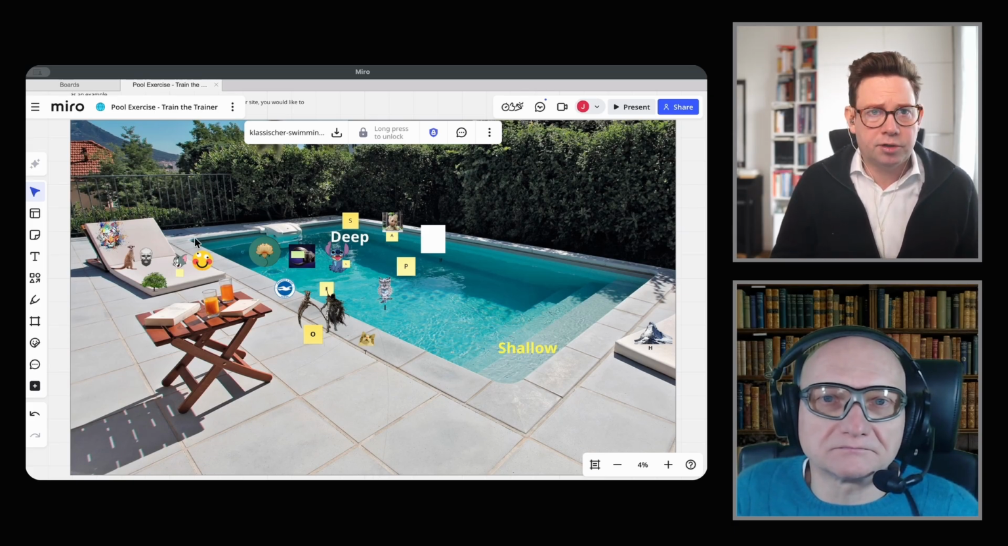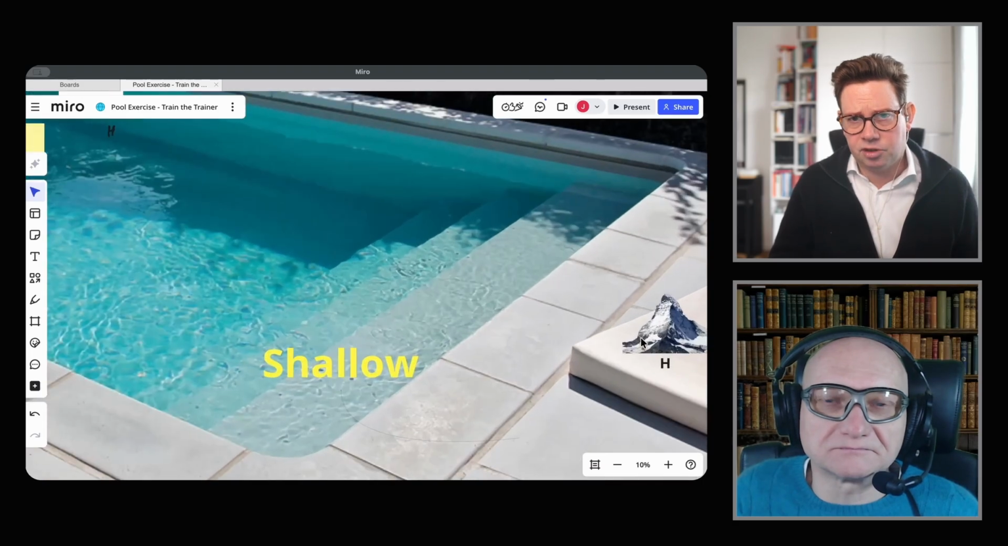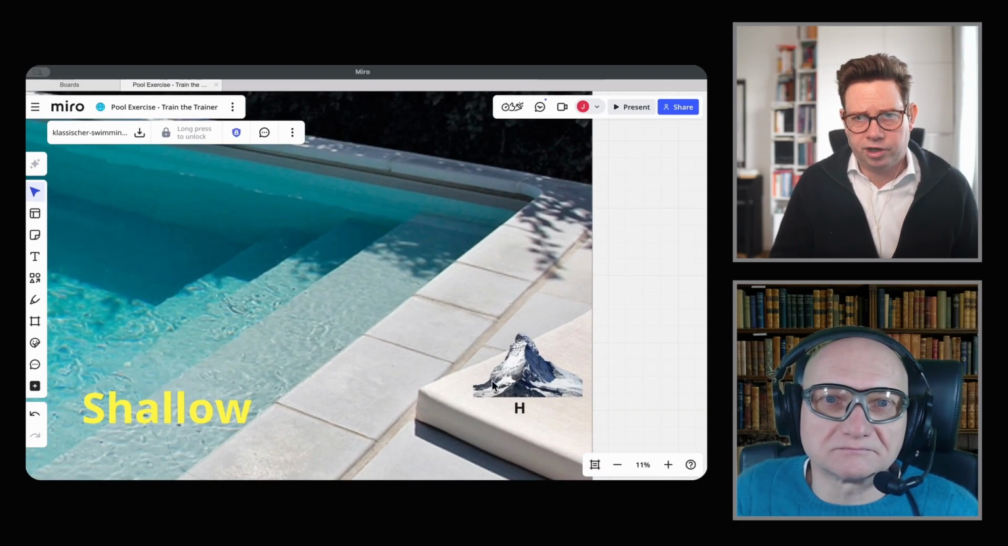Or if you want to, you can lounge around. You can say, okay, I'm neither going to the shallow end, nor going to the deep end. We can just lounge around. And some students decided that they would be on the lounge area.